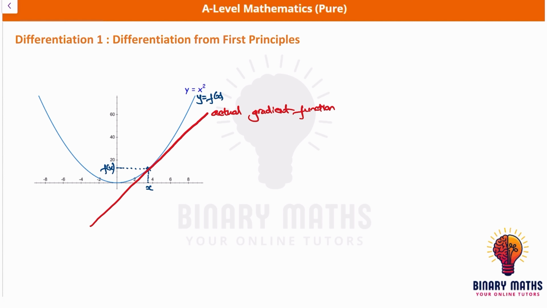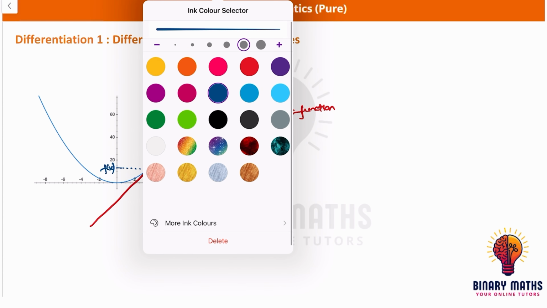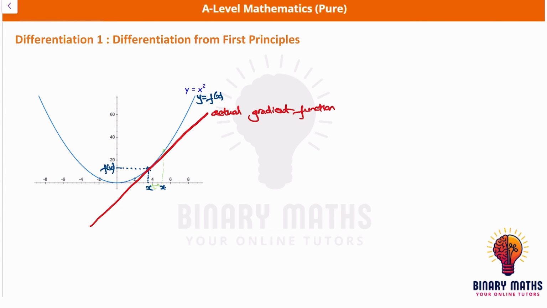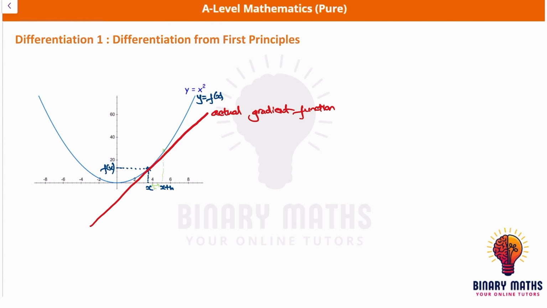However, obviously we don't have the theory to do this now. So the way that we can actually find a gradient using the knowledge that we have at the moment is coordinate geometry, which means I need to find another point on the curve. Let's put it here. And then I know that this point is h away from x, which means the x coordinate will be x plus h, which means the y coordinate of this point will be f of x plus h.